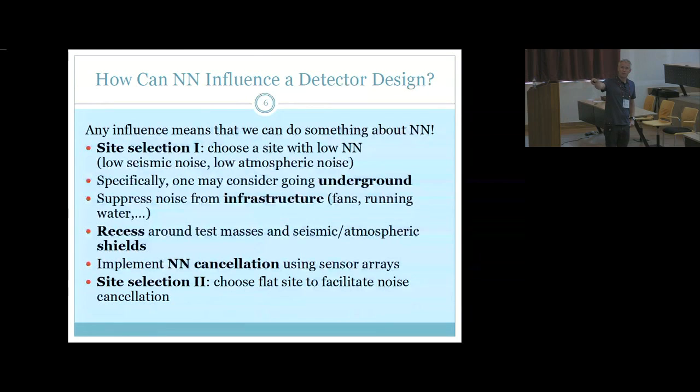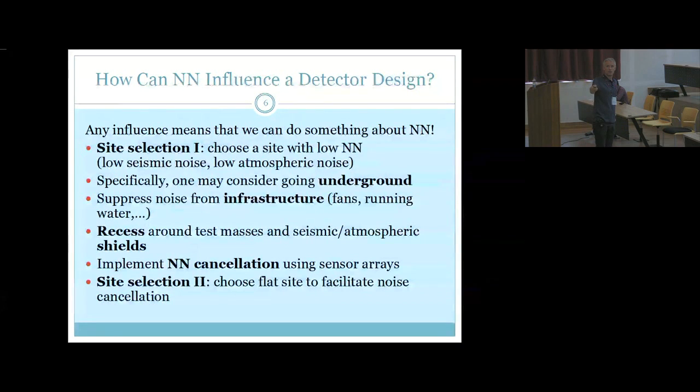The first one is site selection. That is a process that you just went through in India, looking for sites that are especially low in seismic noise. And in the future, if you think about large third-generation detectors like Einstein Telescope, you look for a site with low atmospheric noise, for example. Then you could consider going underground. That's typically far more expensive, but has some advantages.